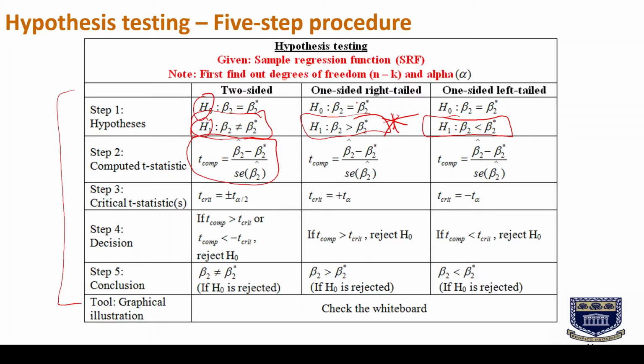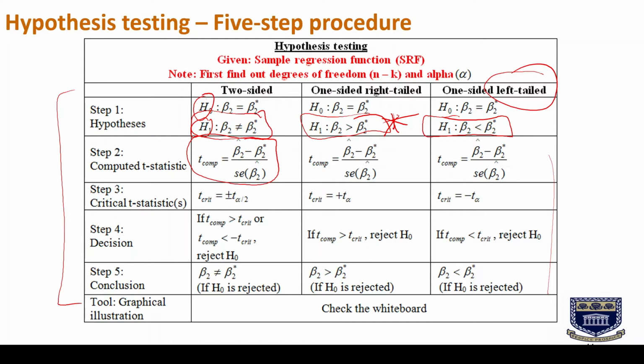Then in the third column for the left-tailed test, we'll use this specification as an alternative hypothesis if you are particularly interested in whether the true beta 2 is less than some specified value for beta 2. Okay, and then the rest of the steps follow similarly for each type of test, whether it's two-sided, right-tailed, or left-tailed. Steps 2 to 5 are effectively the same.